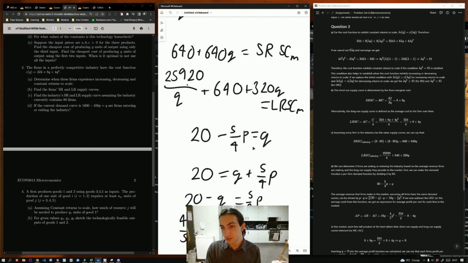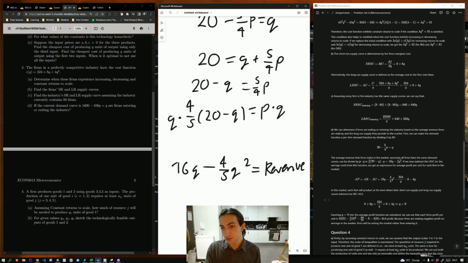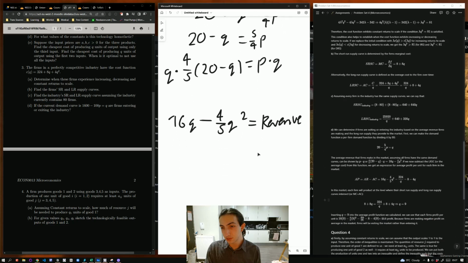Okay? And then that times by Q is going to be equal to this times by Q. So it's going to be the equivalent of 4 over 5 times 20 is 16, so 16Q. And then 4 over 5 Q squared, which is equal to the revenue. So that's the revenue function, yeah? So that's going to be the revenue for each firm, pretty much, okay?